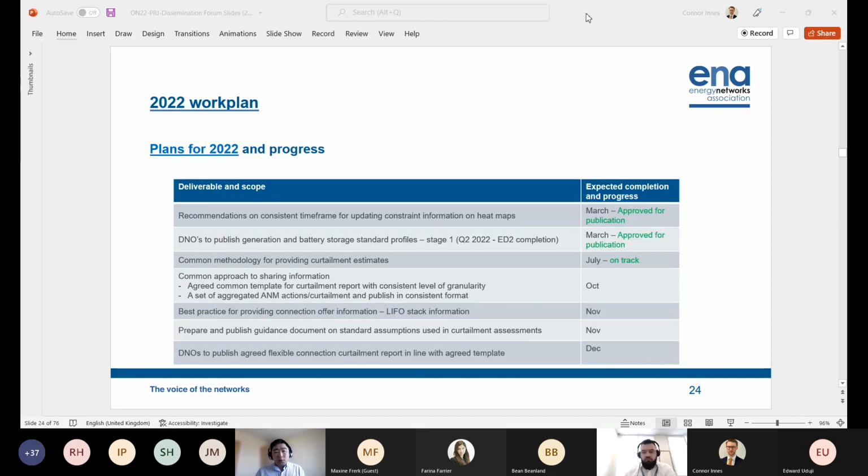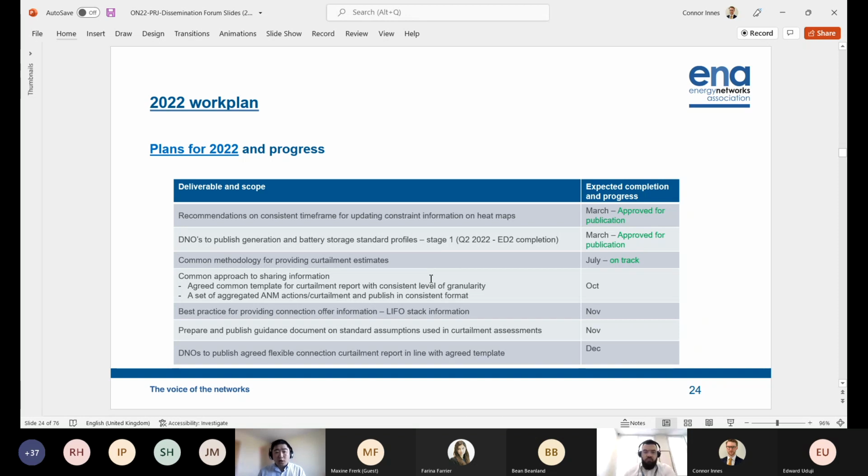Yep. And based on that work plan, we have a few milestones for 2022. So far, we have completed 2 deliverables. The first one is for DNOs to agree on a consistent time frame for updating heat maps. This is making a commitment that we will be updating heat map information regularly, because this is very important to stakeholders.